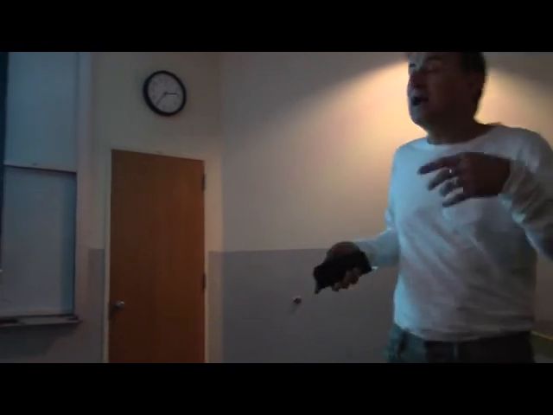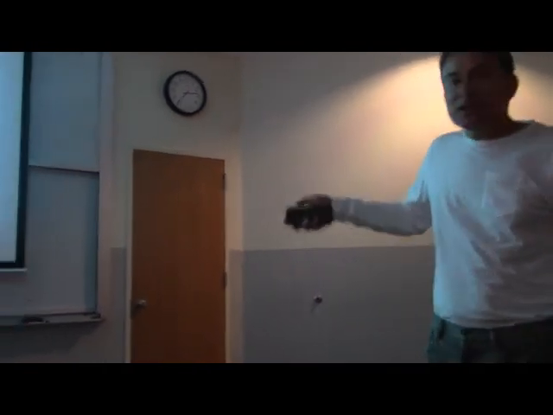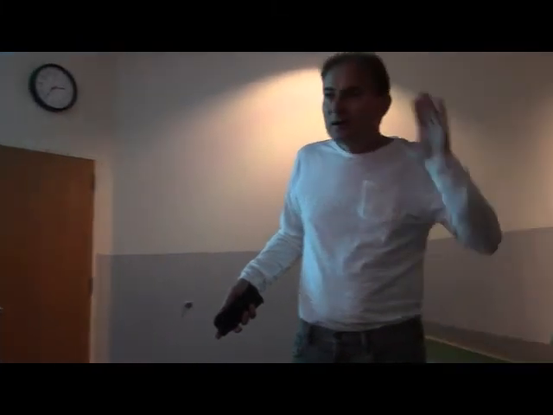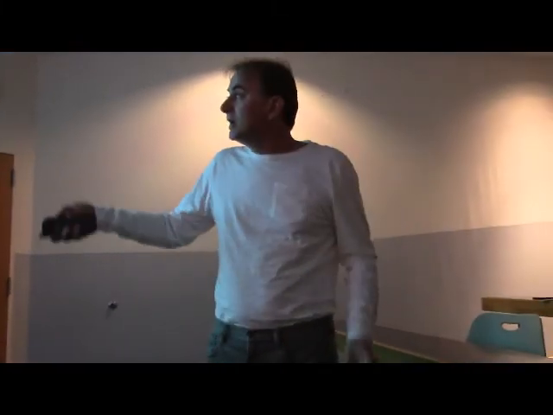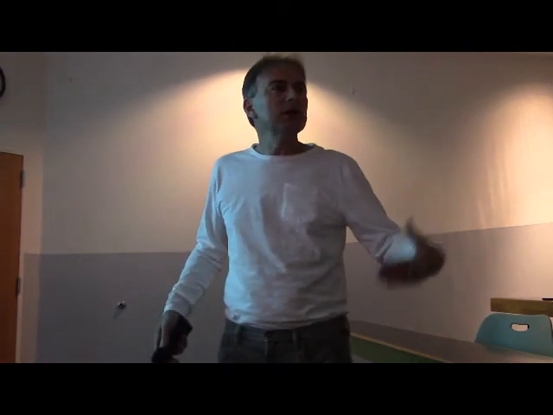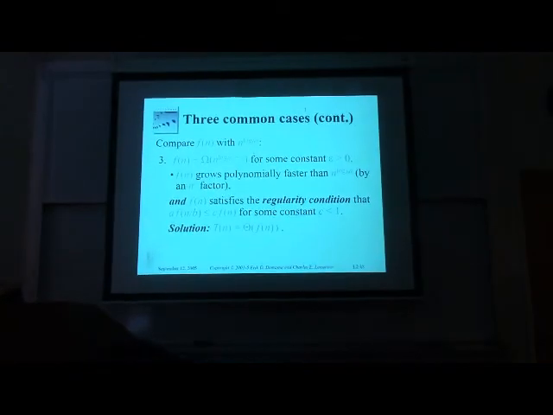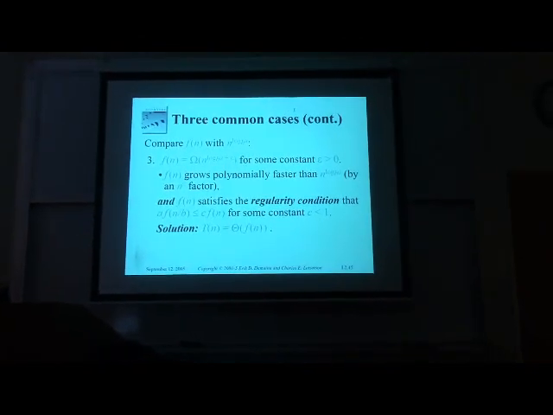F of n. Okay, I'll tell you what it is. You know what f of n is? Actual work at level 0. Guess what f of n over b means? Actual work at level 1, one of the branches. When I multiply it by a, this is going to be the actual work across all level 1s.